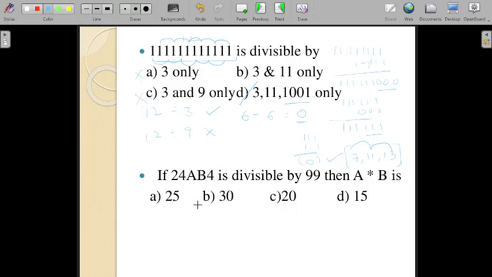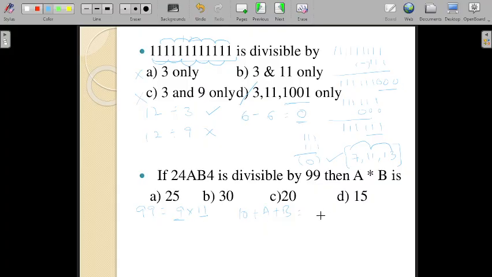Here, 99 means 9 into 11. That means we should satisfy the conditions of 9 and 11. First we check with 9. 9 means 2, 4, 6. 2 plus 4 is 6, 6 plus 4 is 10. So 10 plus A plus B should be the value.